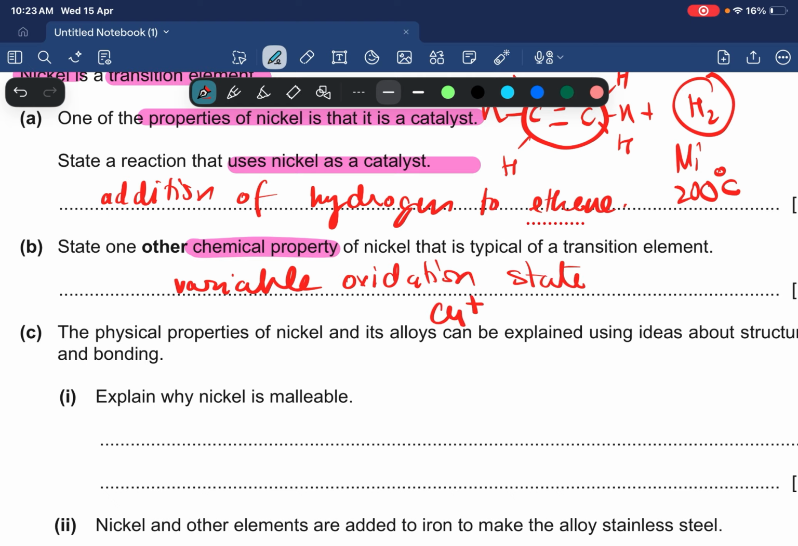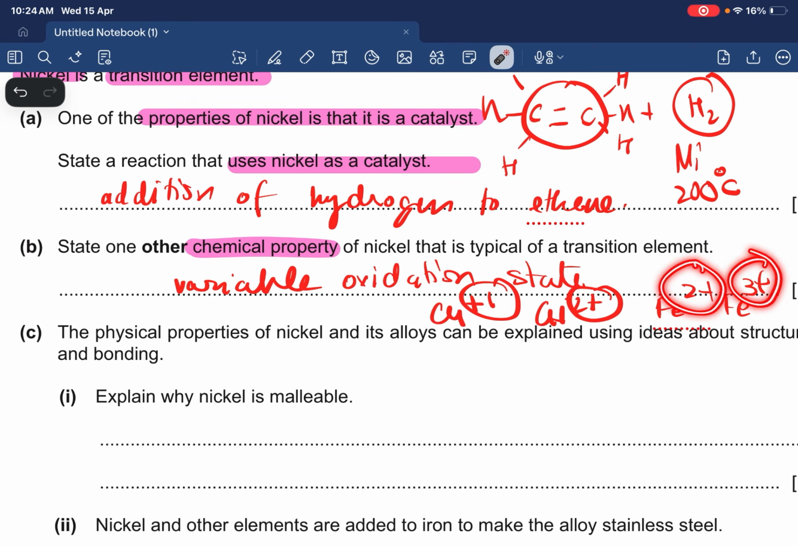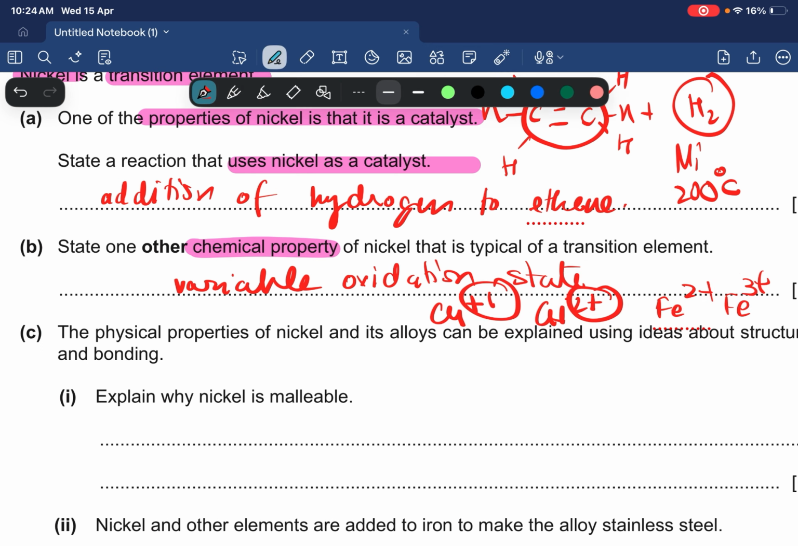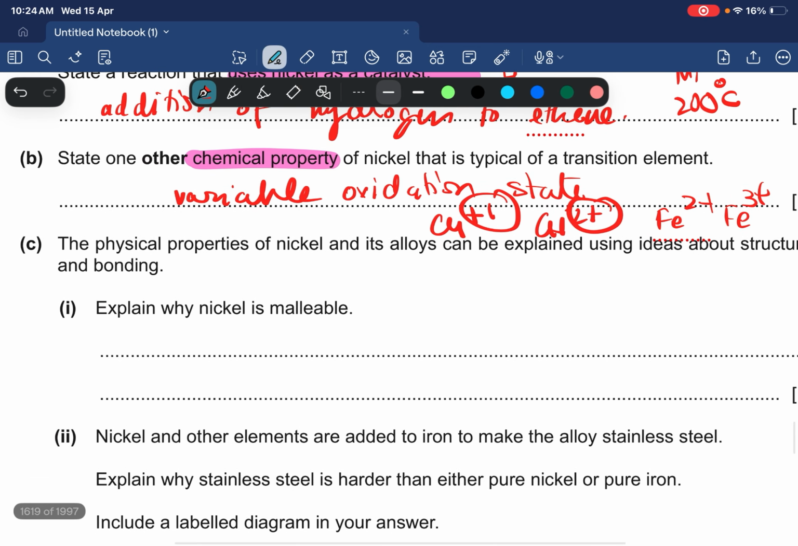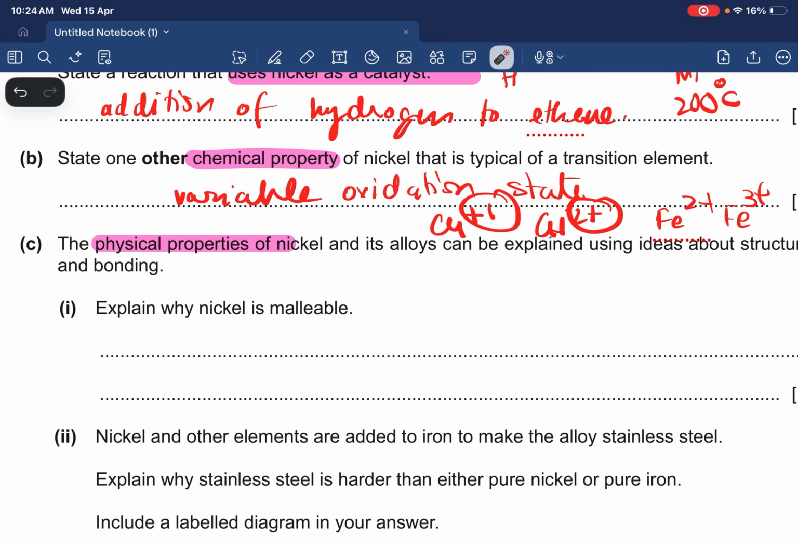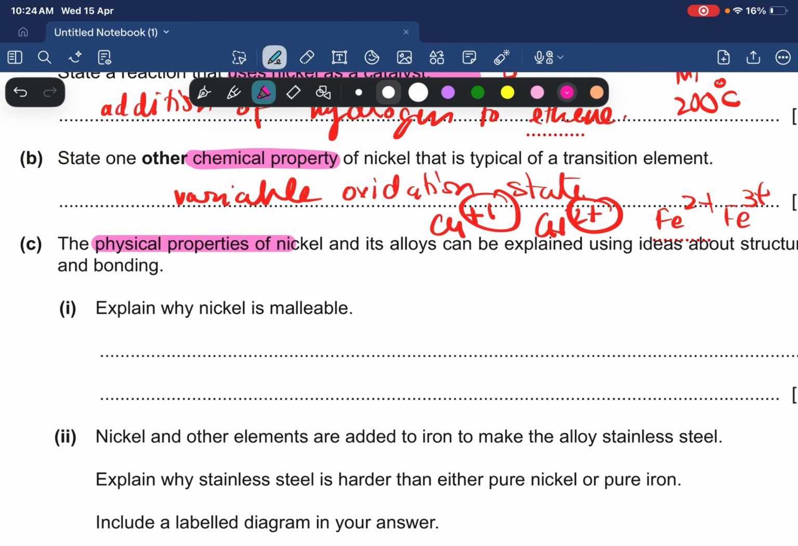Copper is 1+ and copper is 2+ as well. Iron is 2+ and iron is 3+ as well. So this is what transition elements are going to do. The physical properties of nickel. Now again, switching to physical properties. I know the majority of candidates would have messed up over here with a chemical property. They would have probably written a physical one because I know the dynamics of the question are such that you don't understand it, but let's continue.